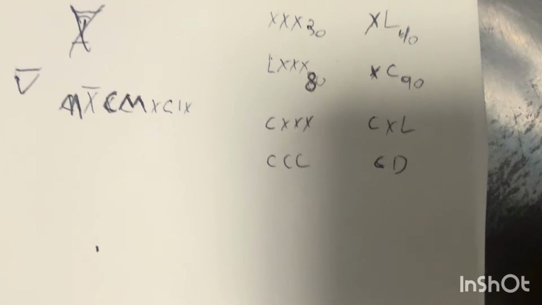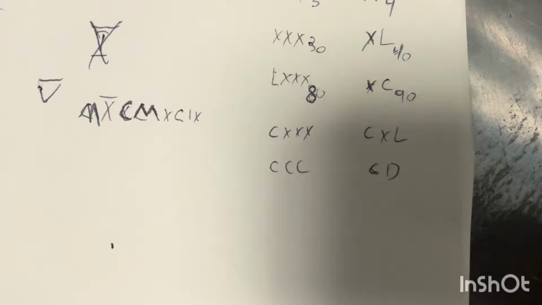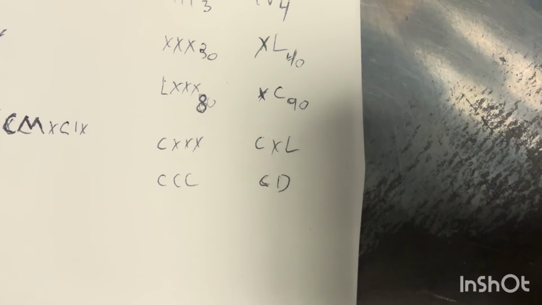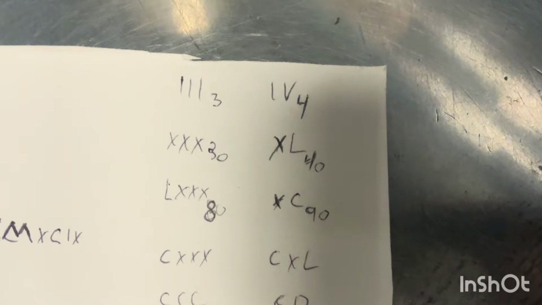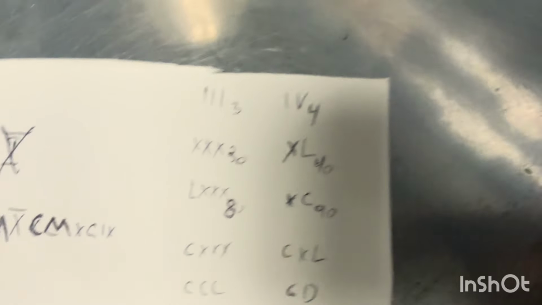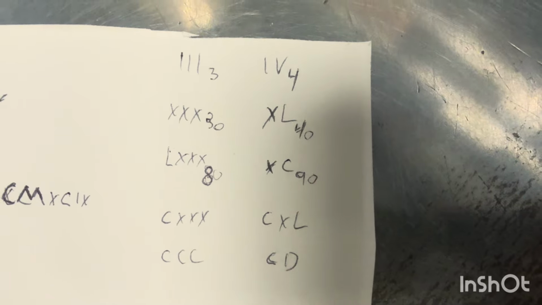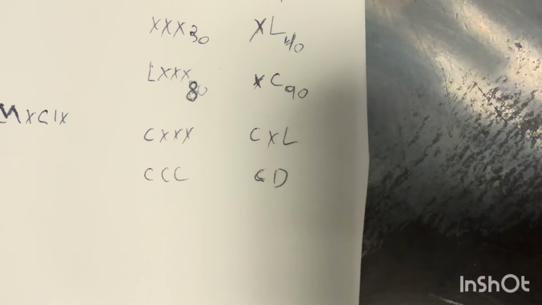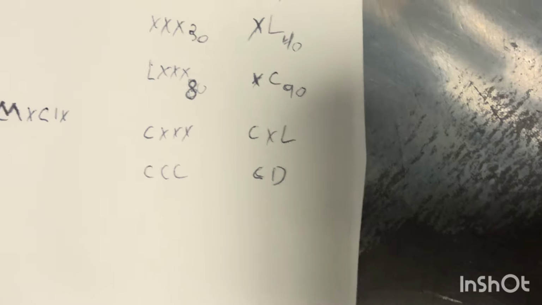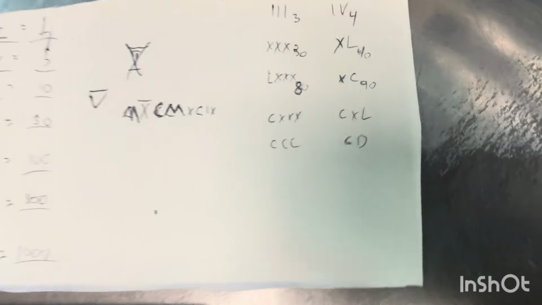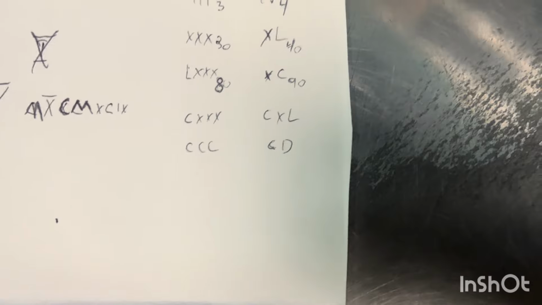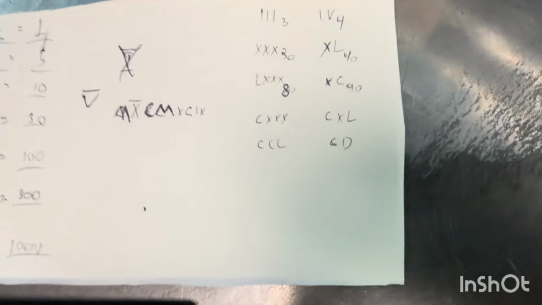So 130 would be CXXX, that means 30 more than 100. And then 140 would be CXL, like up here. You just put C in front of it. The C being in front signifies that we are in the hundreds place. And then XL signifies that we are 10 less than 50, so 140. If it was CLX, that means it would be 160. 100, 10 more than 60.